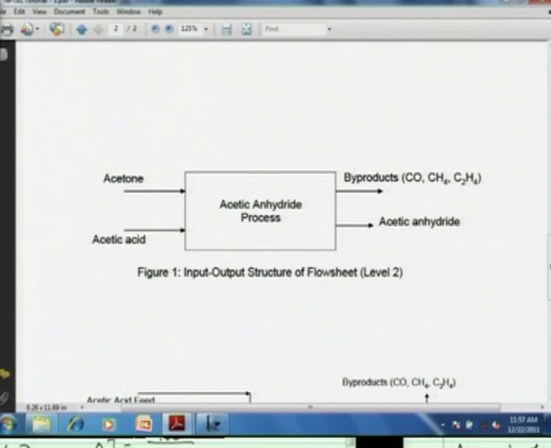The input output structure is now on your screen, okay, that is level 2. We have a process. The two feed streams are acetone and acetic acid. Then the main product that comes out is acetic anhydride, and then the byproducts, that is carbon monoxide and ethylene generated due to the dissociation of ketene, and methane, that is due to the decomposition of acetone to ketene. Okay. So, this is a simple input output structure of the flow sheet.